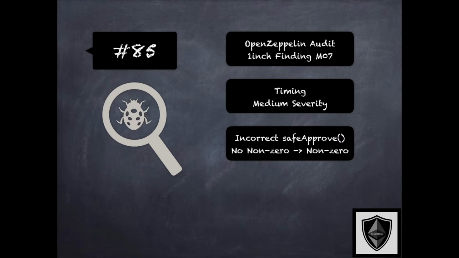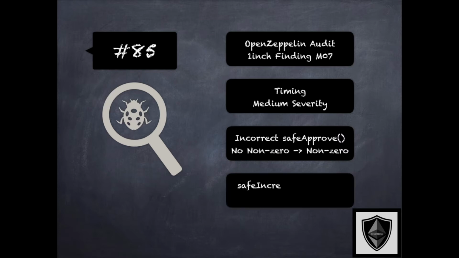However, the UniERC20 library simply bypassed this restriction by first setting the allowance to 0. That reintroduced the front-running attack and undermined the value of using the safe approve function. The recommendation was to instead use safe increase allowance and safe decrease allowance functions.